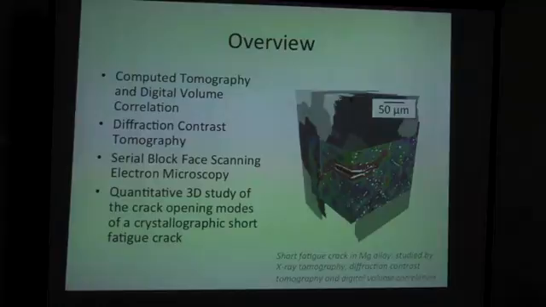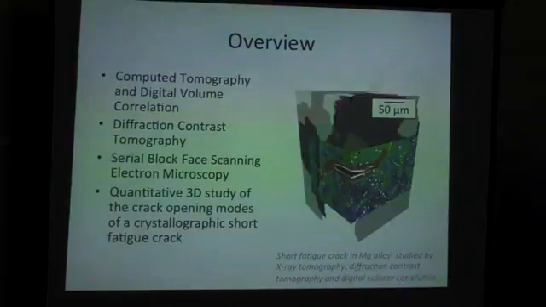Computed tomography, image correlation, we've had a little bit on those before. Diffraction contrast tomography, I'll introduce that for those who don't know it. Slicing and dicing with serial sectioning, basically a bacon slicer in an electron microscope. And then bringing it together to try and say, can we study the crack opening behaviour of short fatigue cracks, both the opening displacements and the modes of opening? So can we look at whether a crack is a stage 1 or stage 2 crack based on its crystallography, based on its opening? That's what we're trying to do.